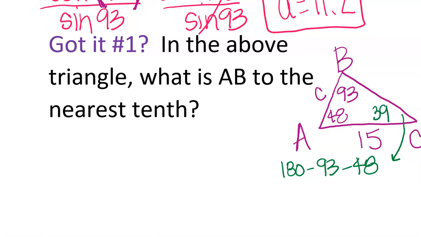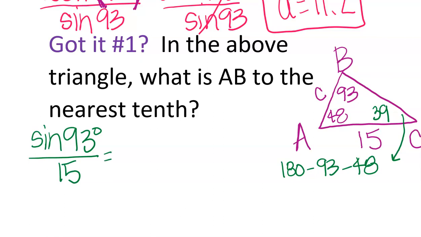Okay, then we're going to set up our law of sines. So I'm going to do B first. Sine 93 divided by the side that is opposite it, 15, equals sine of C divided by side C. And I didn't plug it in, sorry. This should be a 39.